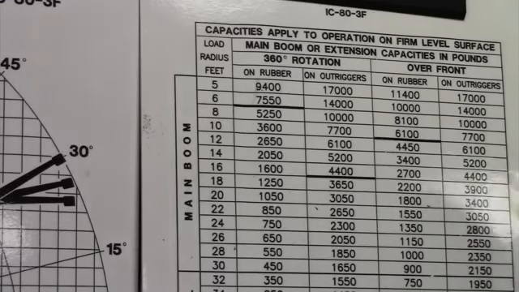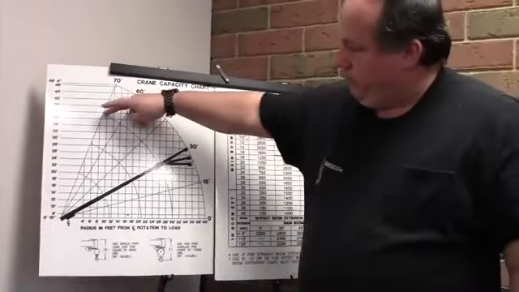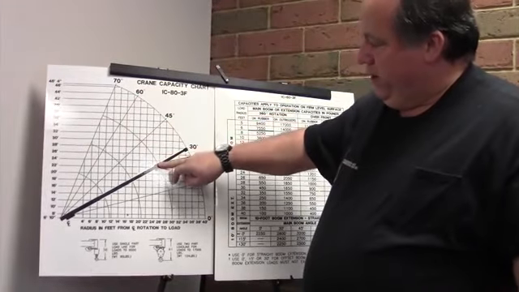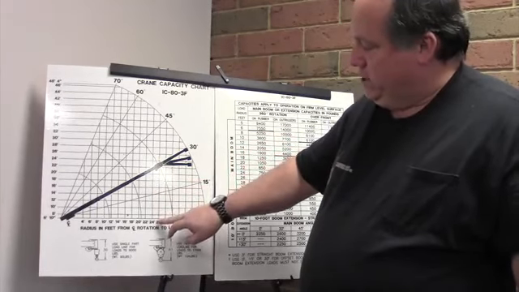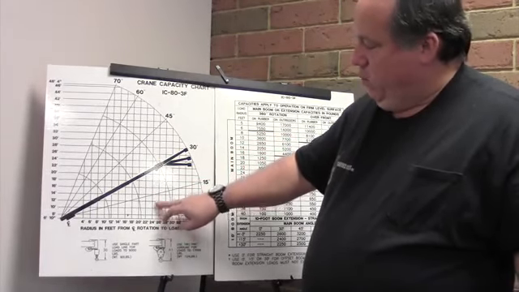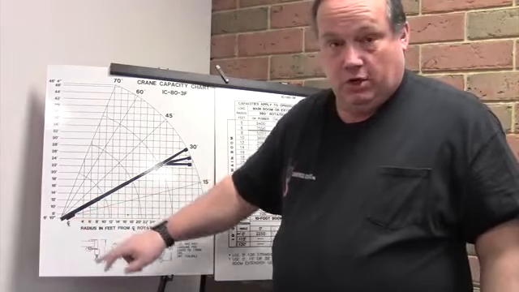And so, in the example that we gave over here, as you come down with the boom extended all the way out at 30 degrees, you come down here and you find that you're at a 26-foot radius. In other words, you're 26 feet from where the hook is hanging to the center of the turret.